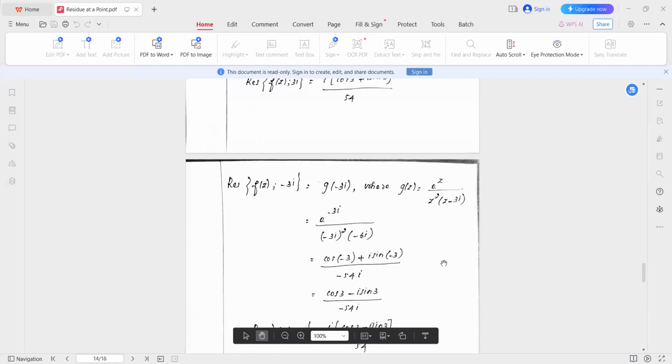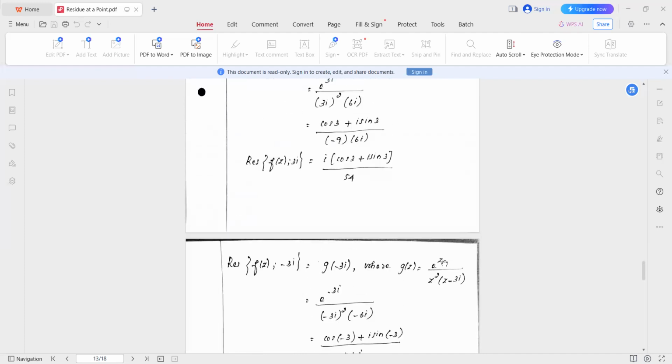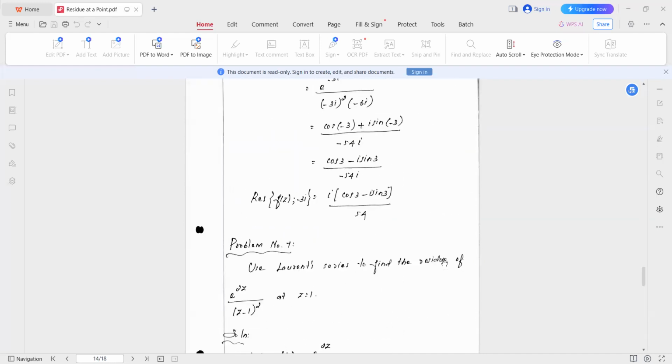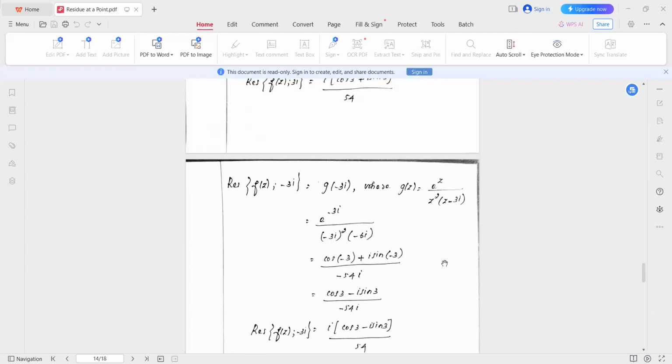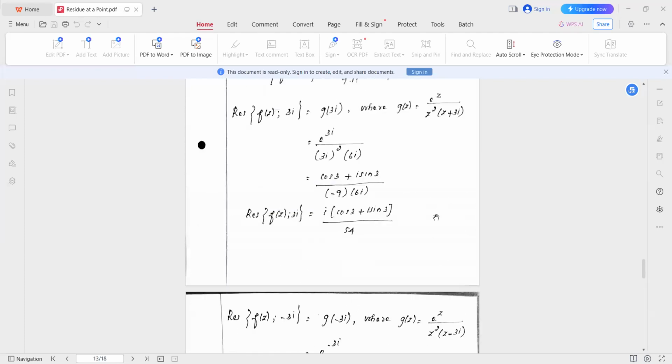Okay, so according to the problem, we have to use the formula wisely. If the denominator of the function f of z has the term z minus a, then you can go with the second formula. If it is a pole of order greater than 1, then you must go with the fourth formula. I hope these two problems I have taken here are clear to you all.